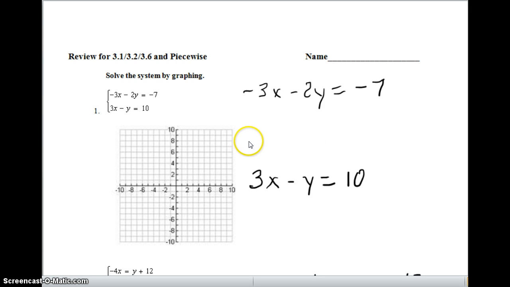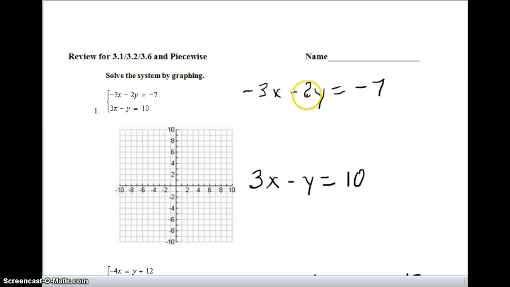Okay, here's our review for the 3-1, 3-2, 3-6, and Piecewise quiz for the next day. And I wanted to first take a look at solving this system by graphing. So the big thing here is to solve for y and have your calculator do a little bit of legwork for us. So I have these two equations spread out.